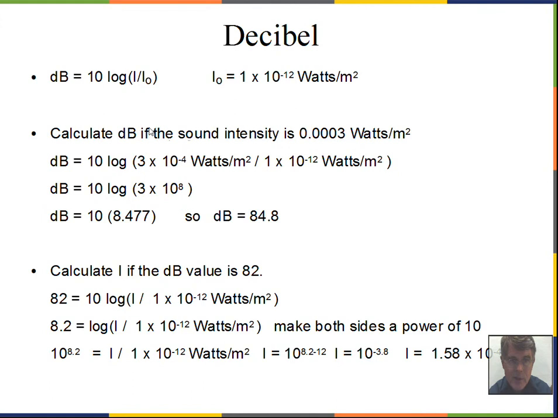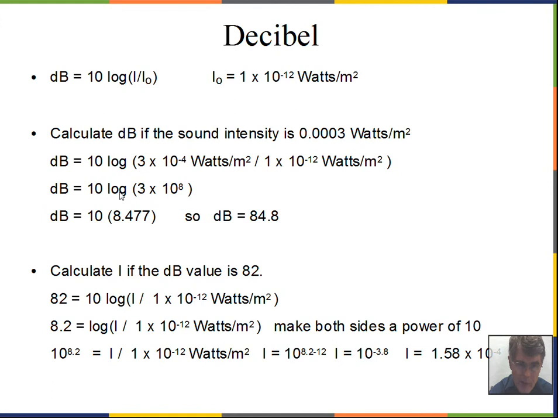We're given the intensity, 0.0003 watts per meter squared. We always divide by 1 times 10 to the minus 12 watts per meter squared. That's our reference intensity. So in this formula for calculating decibels, I naught is always 1 times 10 to the minus 12 watts per meter squared on the decibel system. So we put in our value for the intensity. We divide by 1 times 10 to the minus 12. We get 3 times 10 to the 8th as the argument of the log function.